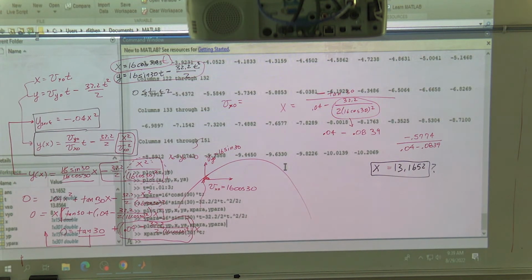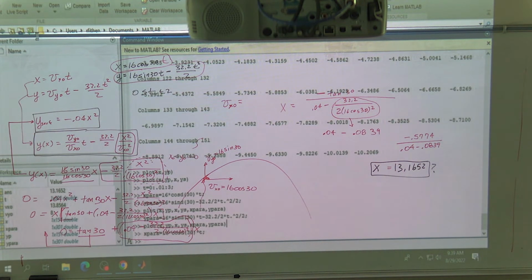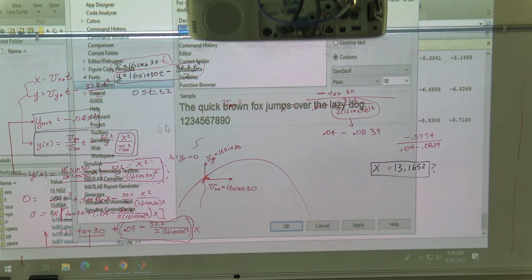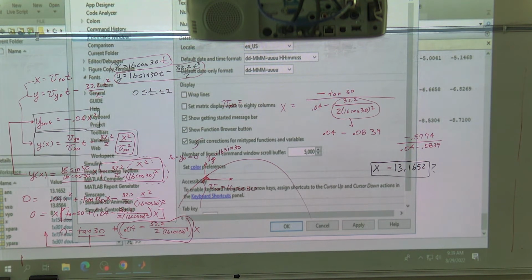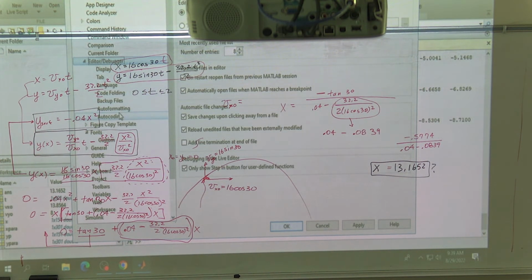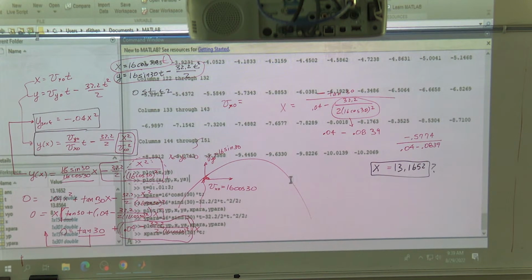Well, I guess I was trying to make it, it won't do anything if I hold it. Layout? That's not going to do anything. It used to be in preferences. Let's do the command window and see if there's a thing in there for fonts. I see nothing in there for fonts. How about editor? Display. Oh my gosh. Well, anyway, we're just stuck with this.